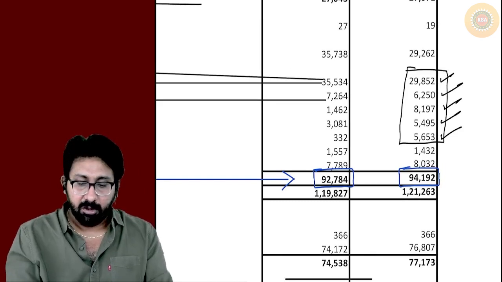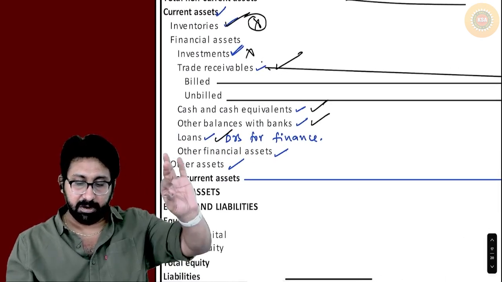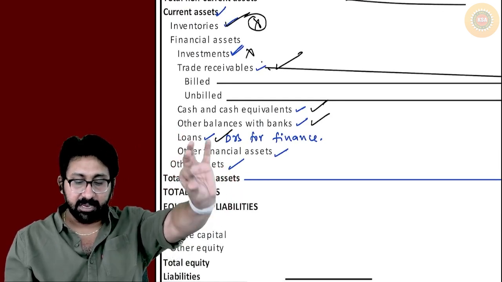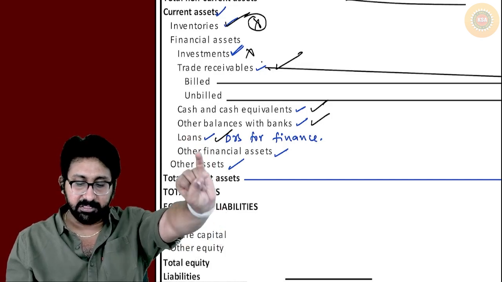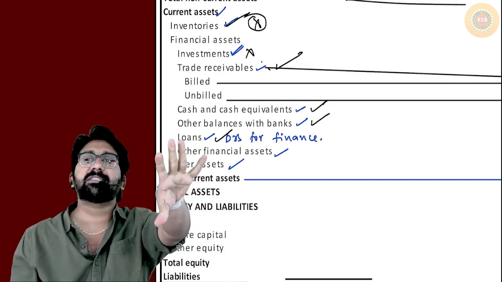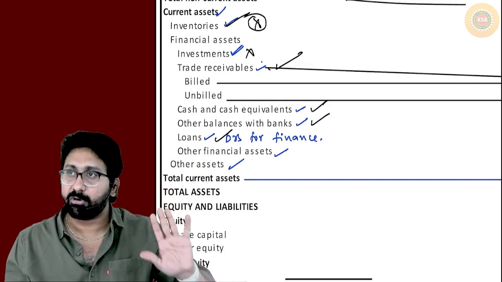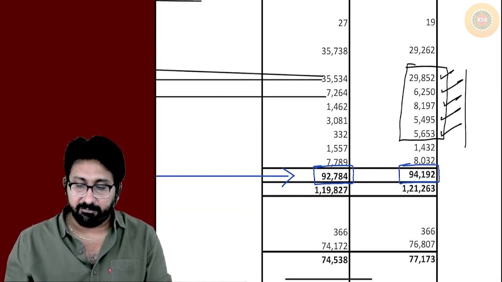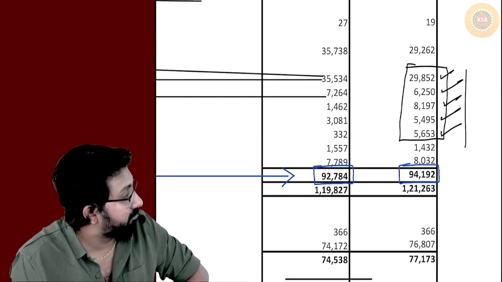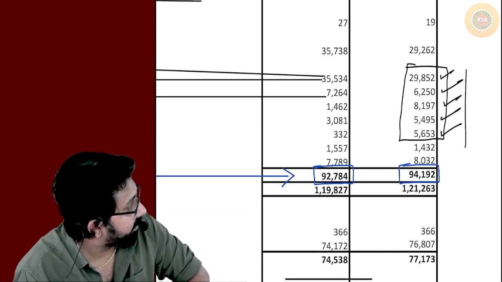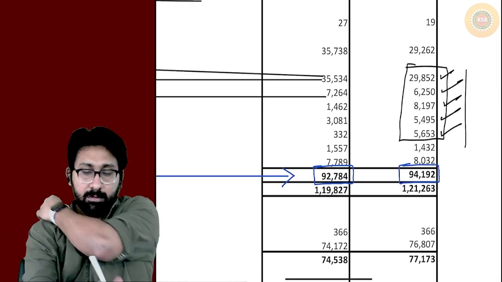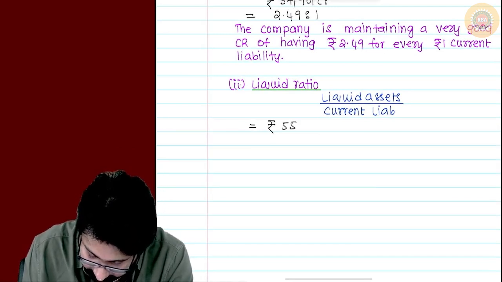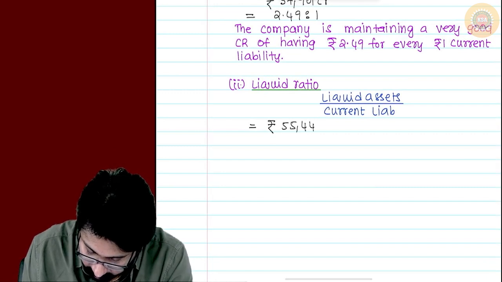Next, loans. These are all the various items that we have to consider with regard to the liquid assets. Please tell me, what are all the liquid assets in this company? Everyone repeat: billed receivables, unbilled receivables, cash, balance with the banks, short-term loans. All these are called what assets? Liquid assets. Shall we total all those? Everyone please total all these numbers: 29,852, 6250, 8197, 5495, 5653. One second. Tell me how much? 50? 55,000? 447.